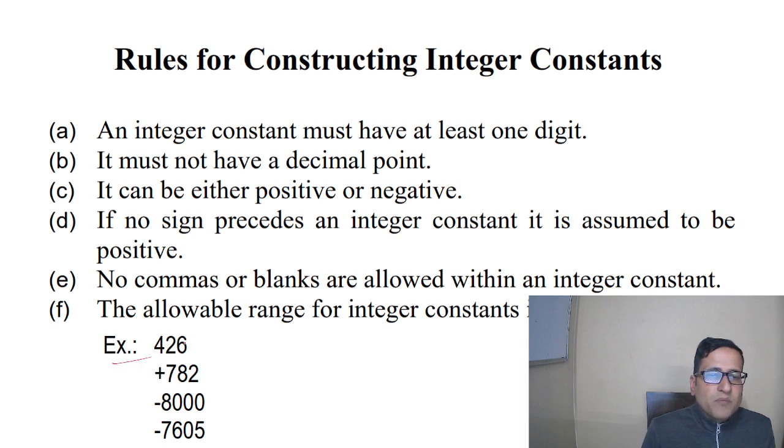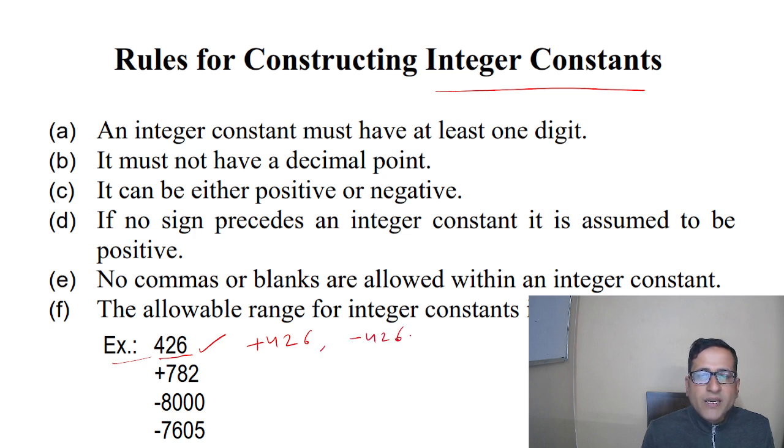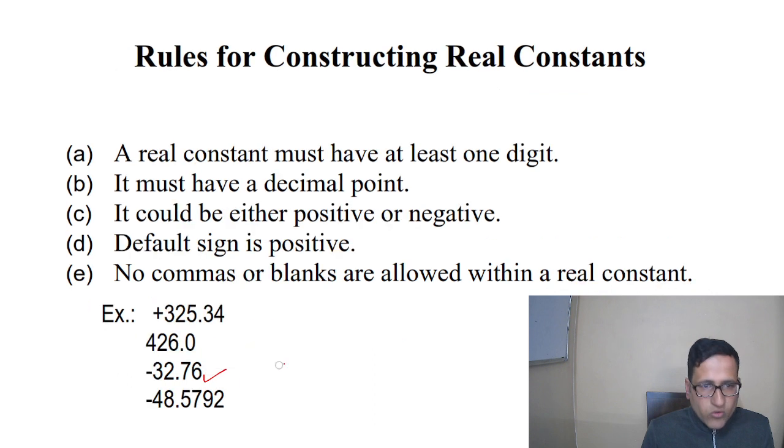So these are some examples of integer constants. Like 426 is okay, it can be written as plus 426, then it will be the same thing. But if we write minus 426, then it is a different number. Other examples are plus 782, minus 32.76 and 48.592.